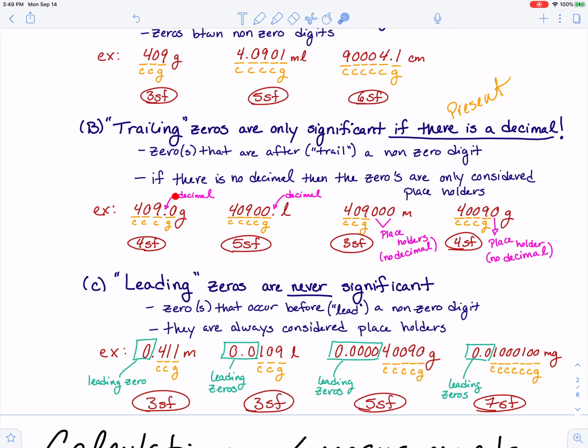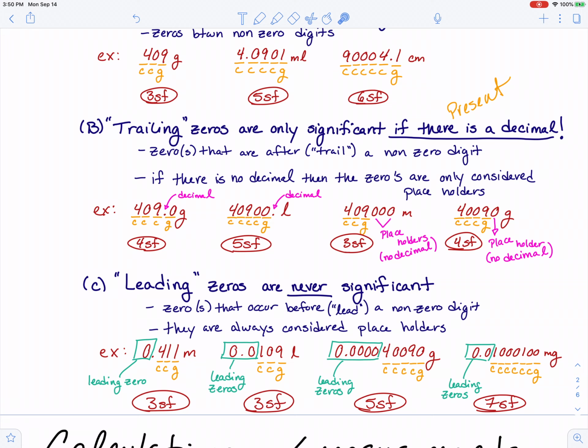In this number, I have a decimal, and my last non-zero digit was this 9, and I've got a 0 trailing it. So this 0 is significant because there is a decimal present. So that means that all the digits are significant. That means I've got 4 sig figs here. All right, so let's do another one.